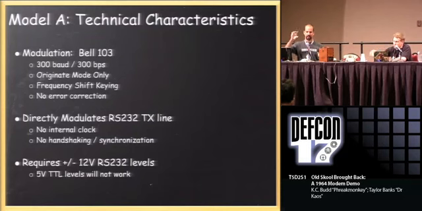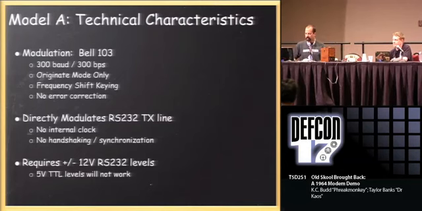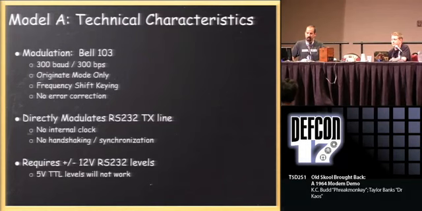And so the receive side on the originate mode modem has a bandpass filter to listen only to the carrier tones for the answer mode modem and vice versa, so that each one can only hear the other and not itself, because on a phone line, you hear yourself when you talk. It uses what's called frequency shift keying, which I'll get into in a second. There's no error correction at all.